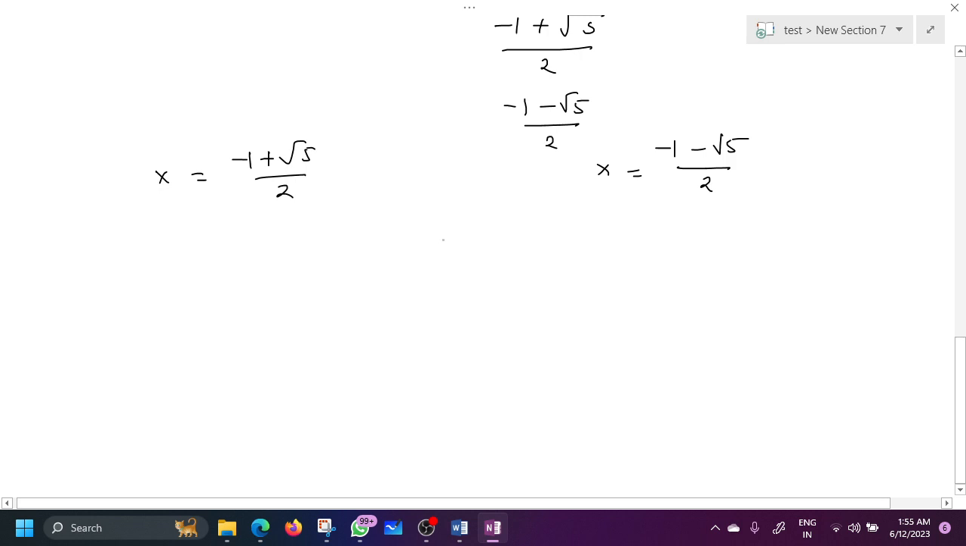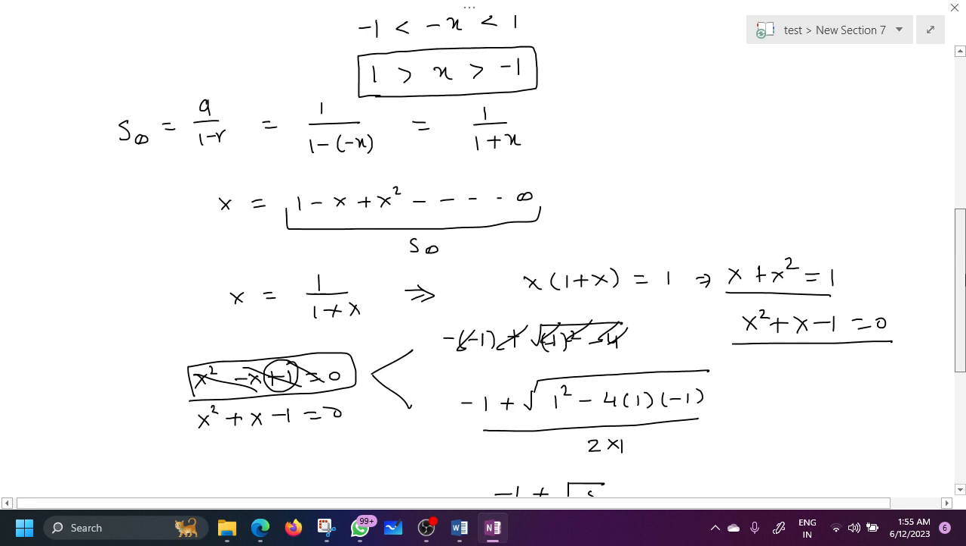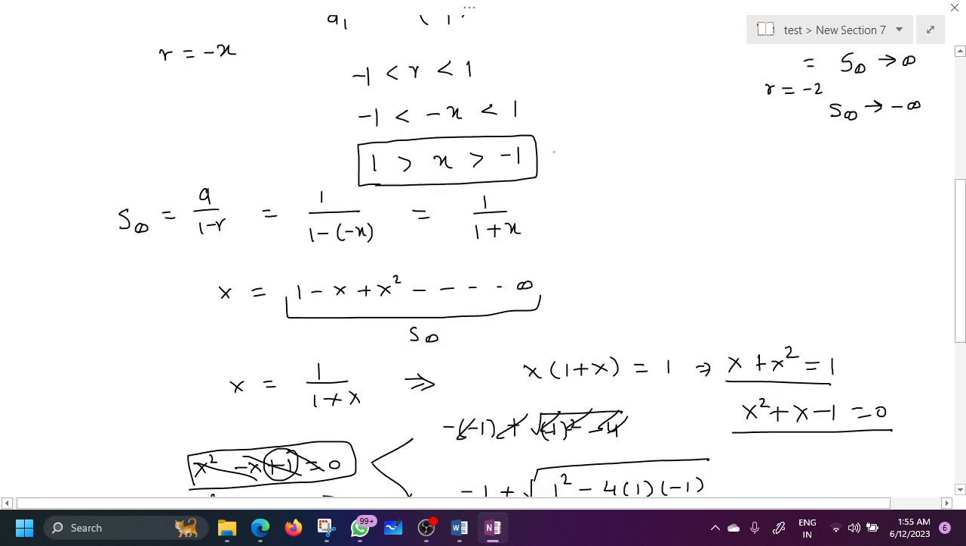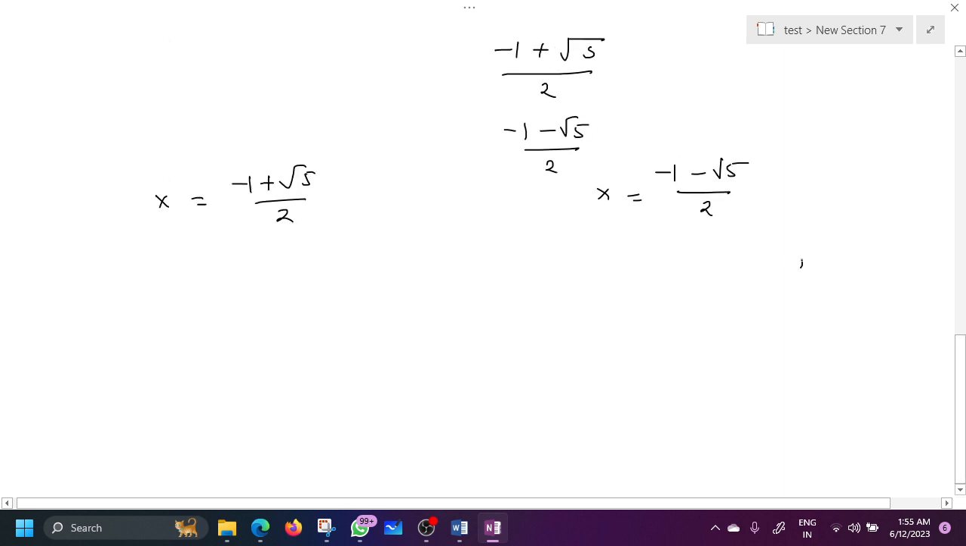Now we need to find out whether both the values are acceptable or only one of these are acceptable. So first we need to find out what is the acceptable range of x. Acceptable range of x is written here. Let us see it on the number line. x should be greater than minus 1 and less than 1. So this says that this is minus 1 and this is 1.